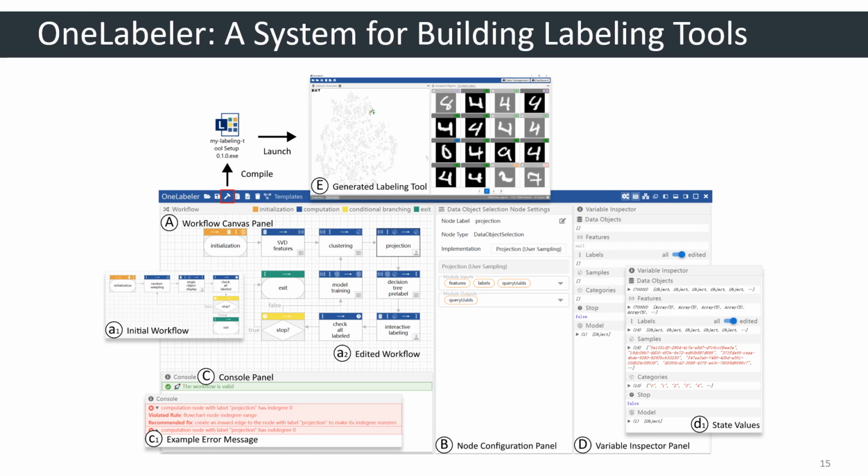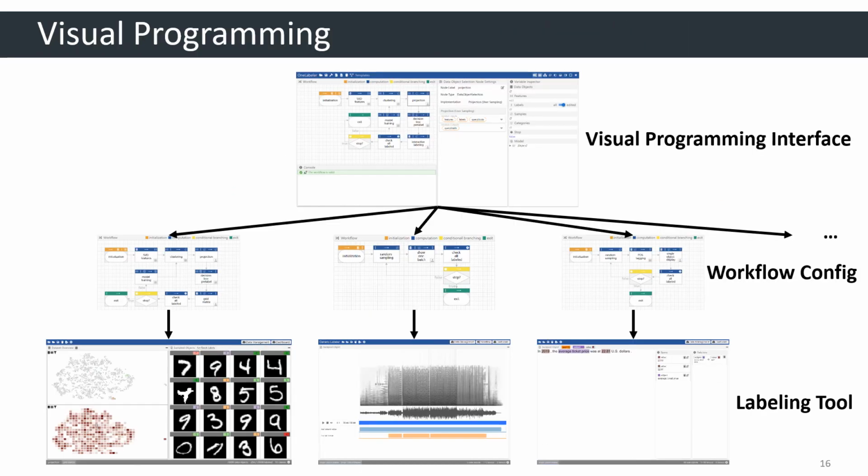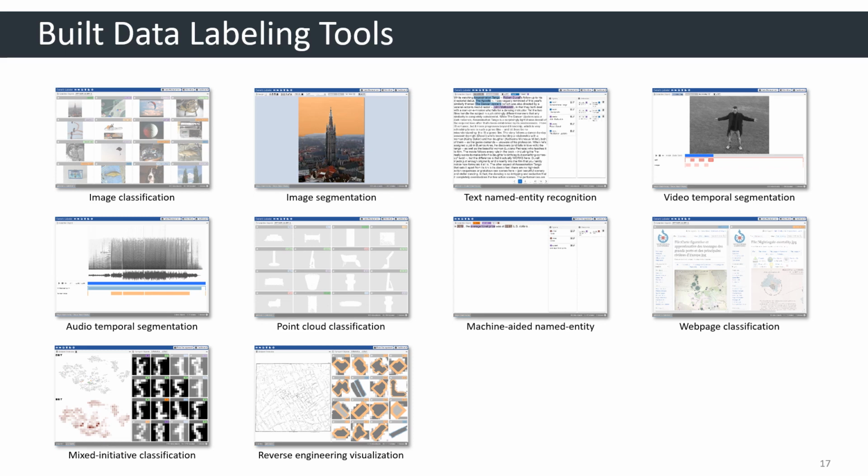Based on the identified common modules, we developed OneLabeler, a visual programming toolkit to simplify the development of data labeling tools. Using OneLabeler, developers can develop data labeling tools by visually configuring workflows. In the visual programming interface, through different workflow configurations, various data labeling tools can be generated. Here we list some data labeling tools built with OneLabeler.